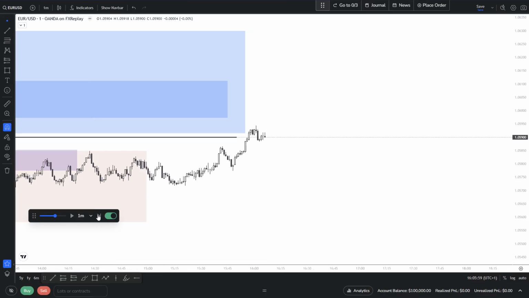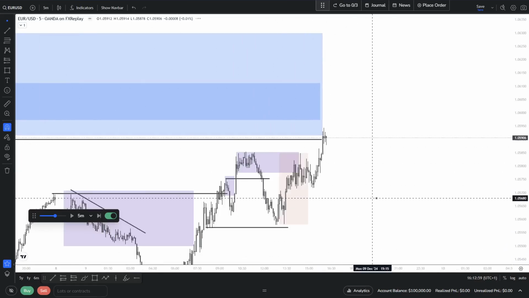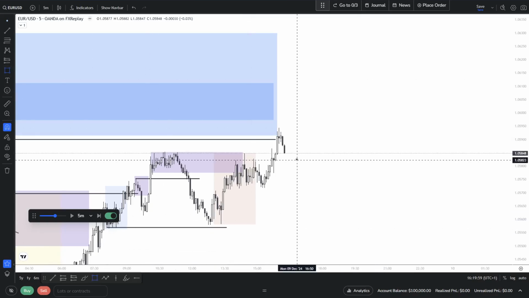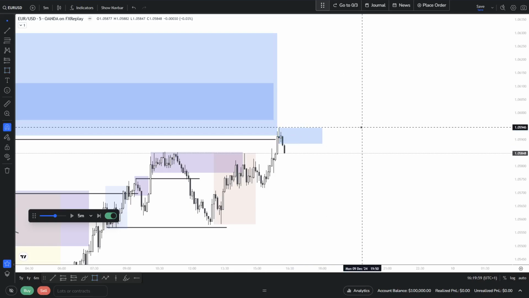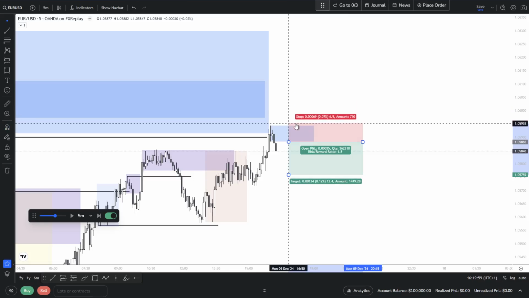Okay. Still nothing that good for me. Let's try to go on M5 and see. There we go. Okay. Pretty much indecision in the market. Perfect. Coming back in there would be really good. That's where I'll try to enter.